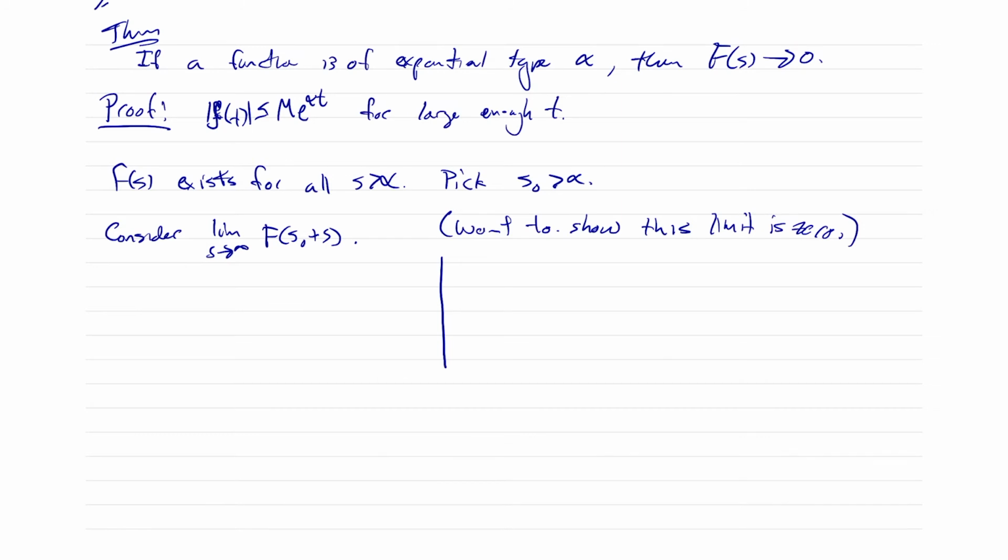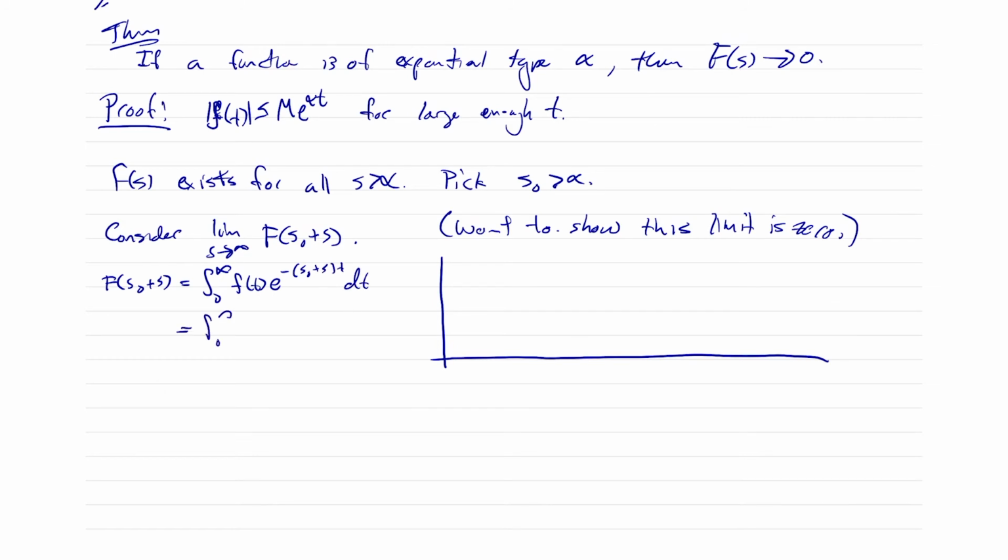But basically, if we take a look at the integral, we know that big F of s naught plus s is equal to the integral from 0 to infinity of f of t e to the minus (s naught plus s) t dt. And so then you can even break it up like this: f of t times e to the minus s naught t, and we're going to separate this off, times e to the minus st. So that's what we got.